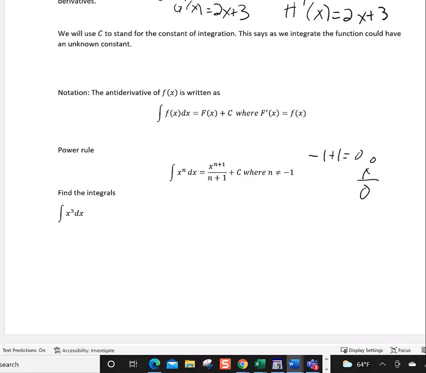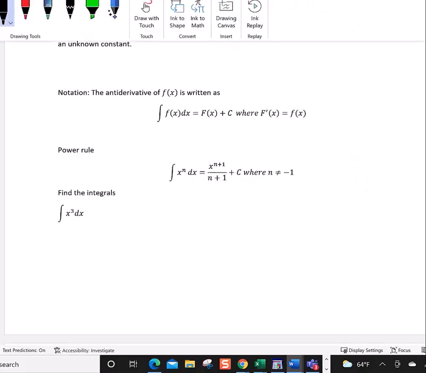We never divide by 0, so we're not going to use negative 1. So let's do multiple examples of what this looks like. The first one I have is the integral of x cubed dx.